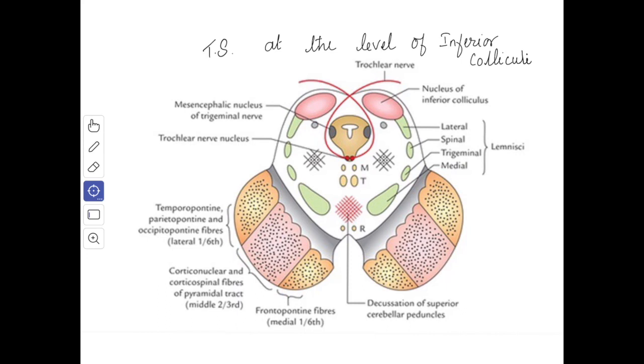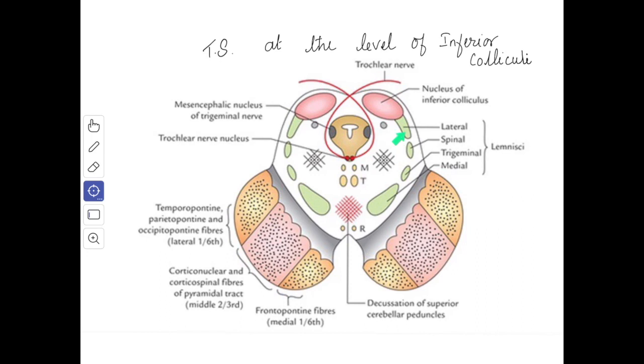Now we'll see about the white matter at the level of the inferior colliculi. Here the important feature is the decussation of the superior cerebellar peduncle. This occupies the central part of the tegmentum and forms the most important feature in the lower part of the midbrain. Then the lemnisci are arranged in a curved compact band of white fibers in the ventrolateral part of the tegmentum, lateral to the cerebellar decussation and dorsal to the substantia nigra.